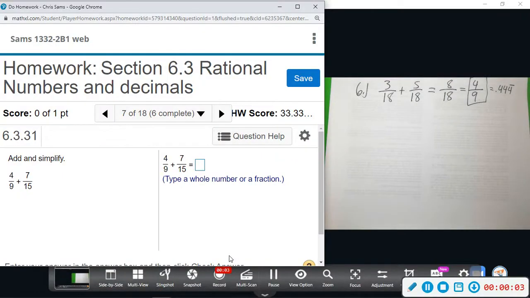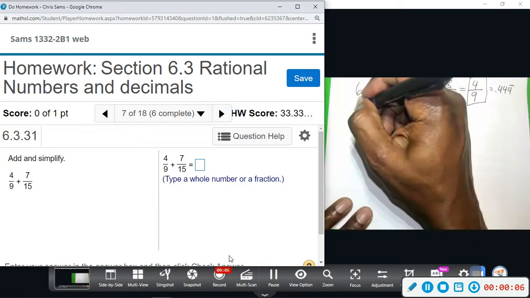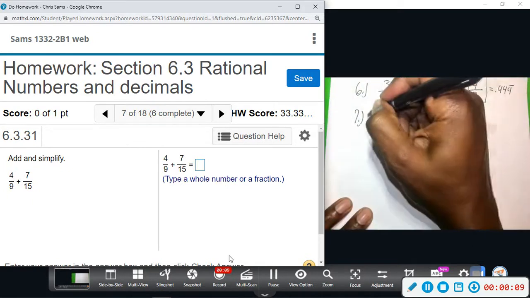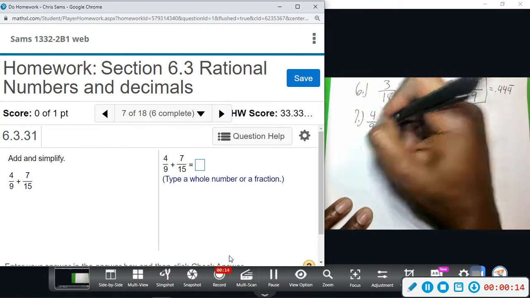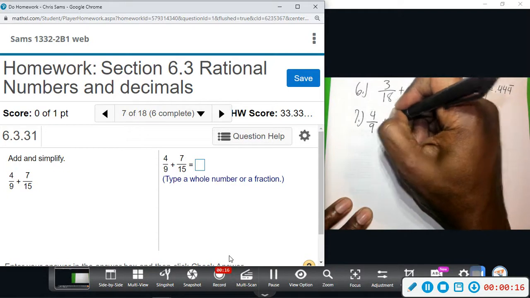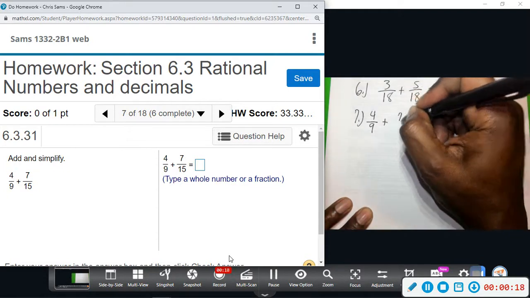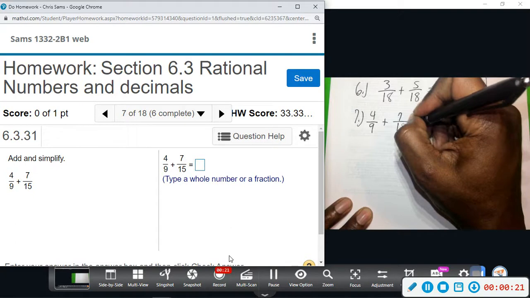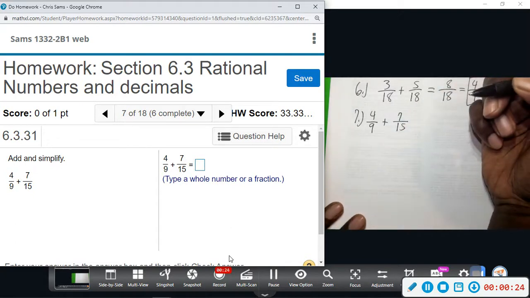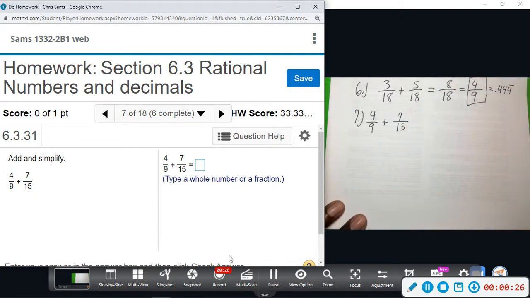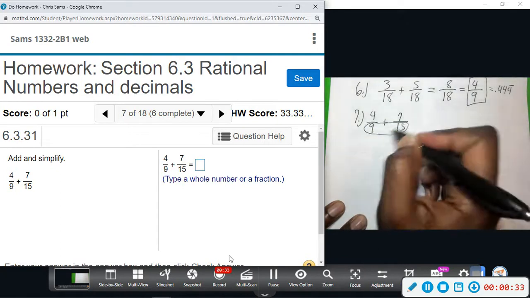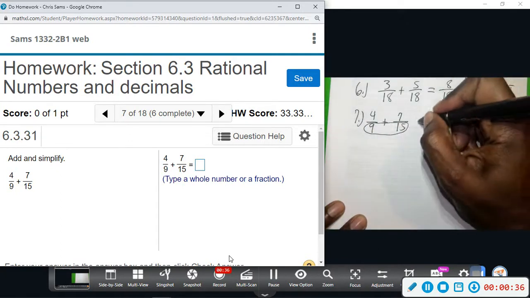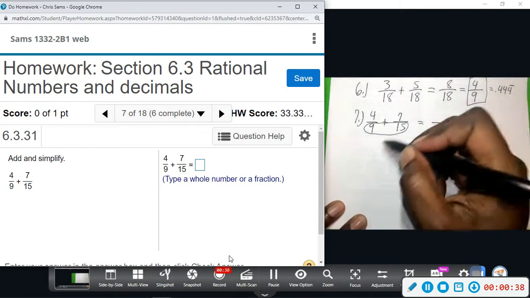Alright, number 7, we want to add and simplify. So in this example, we do not have the same number on the bottom. One method that always works, it's not the least common denominator, but it always works: you multiply the two denominators together, so we'll get 9 times 15. And then we'll just have to reduce at the end.